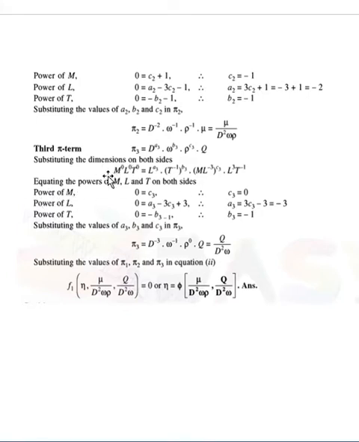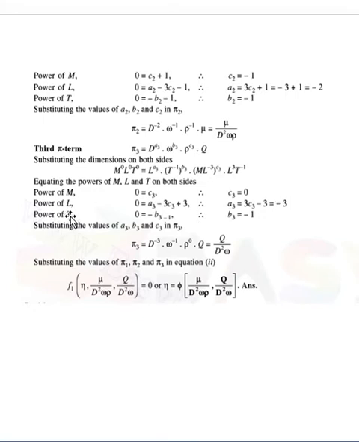Then equating the power of M, L, T on both sides. In the left hand side the power of M is 0, and on the right hand side there is only M into M to the power 1 into c3, meaning only c3, therefore we get the value of c3 equal to 0. Second, equating the power of L: left hand side L to the power 0, here L to the power a3 means simply a3, here L to the power minus 3 into c3 means minus 3 c3, plus L to the power 3, therefore plus 3. We know c3 is equal to 0, therefore after putting the value of c3 as 0, we get the value of a3 equal to simply minus 3.